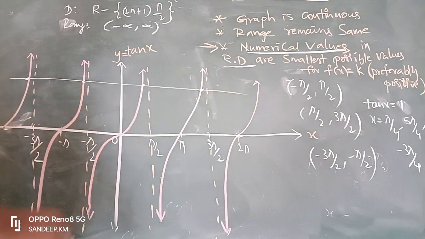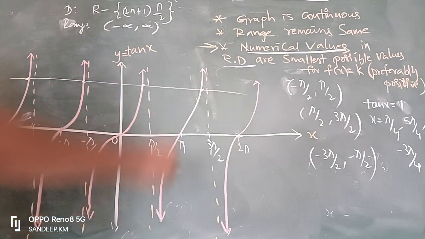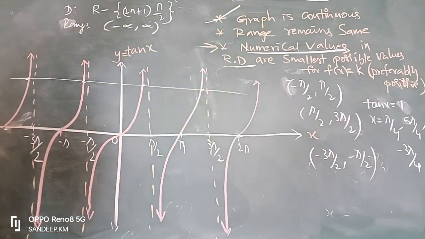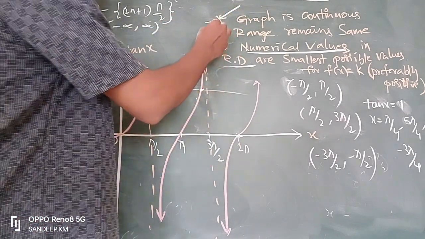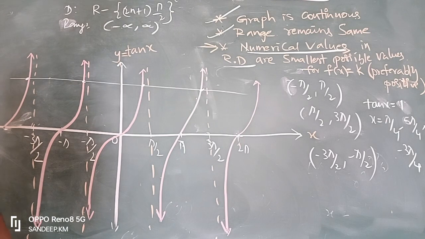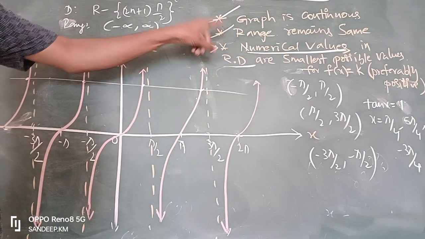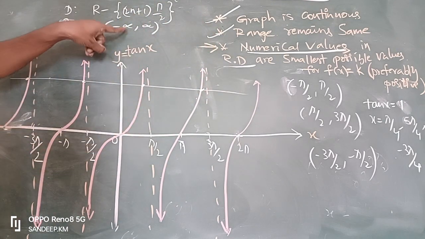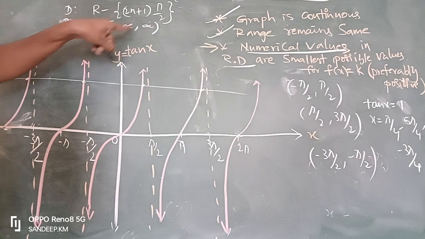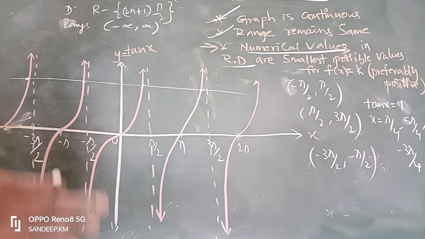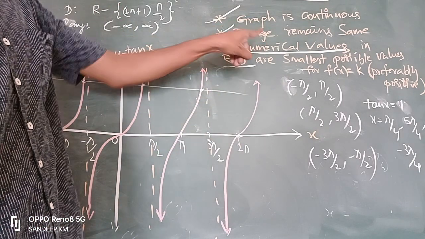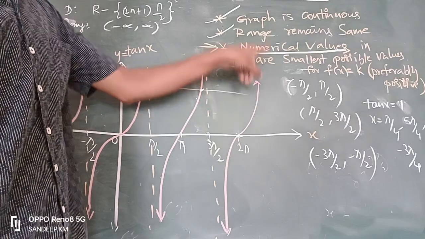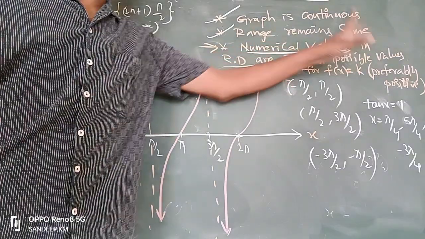How I am going to restrict the domain means, the first condition is that the graph must be continuous. The second condition is that the range remains the same, meaning after restricting the domain also, the range must be minus infinity to plus infinity. And the third condition is that the numerical values in the restricted domain are the smallest possible values.